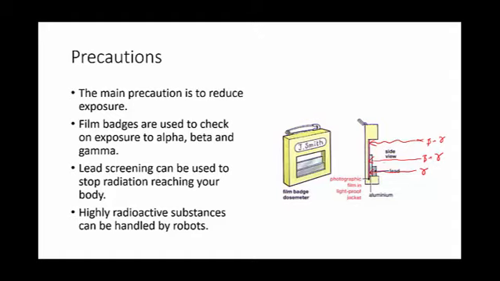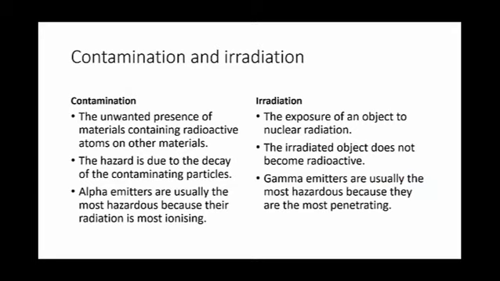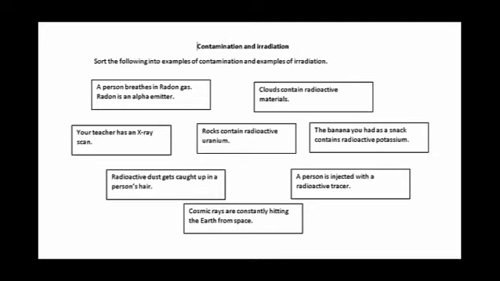You can also use lead screening to stop radiation reaching your body, and if you're using highly radioactive substances, use robots. Now you need to know the difference between contamination and irradiation. Contamination is when the radioactive material is on or in you. So the decay continues on or in you. Irradiation is when it's just the radiation coming through you. The irradiated object does not become radioactive. Okay, so the radiation will just pass through you. Right, have a go at the worksheet on contamination and irradiation.